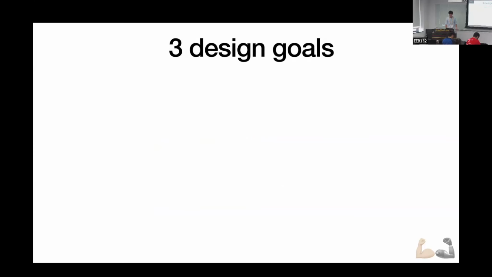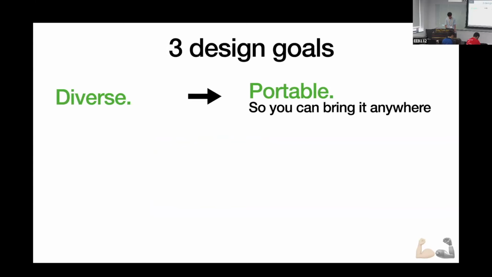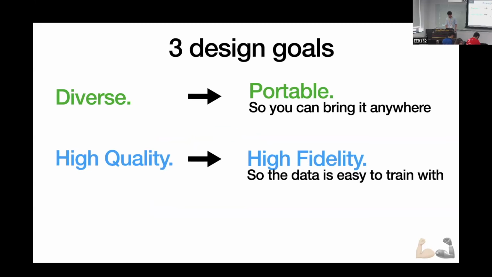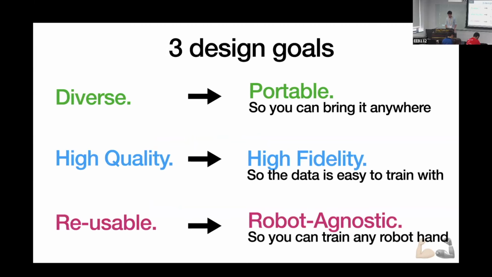So these three traits guide our three design goals. We design our system to be extremely portable so we can bring it to many places and collect lots and lots of data. We design it to have high fidelity so that our data is very, very high quality. And we design our system to be robot agnostic so that as hardware improves, we can continue to use it.